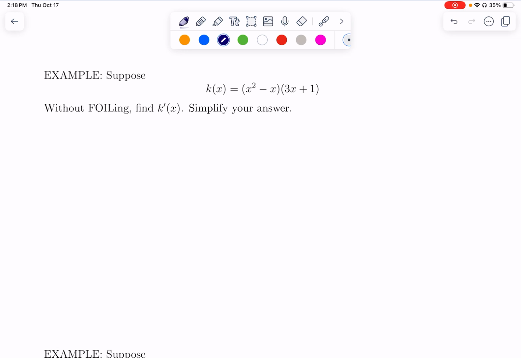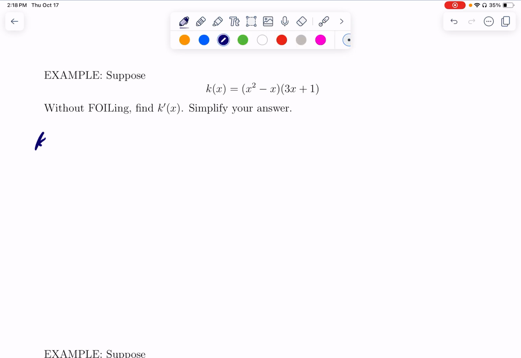So suppose k of x is quantity x squared minus x times quantity 3x plus 1. So without foiling, find k prime of x. Because we could do the algebra first, but I want you to practice using the product rule and simplify your answer.